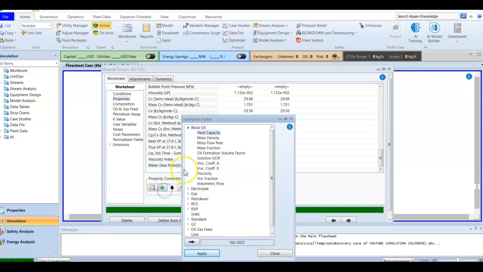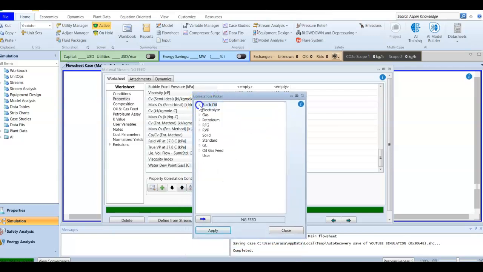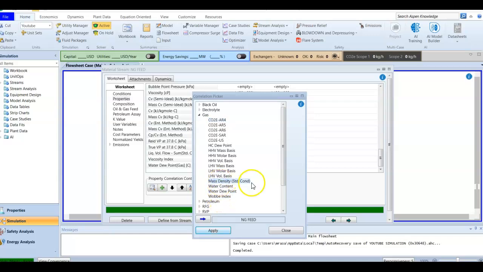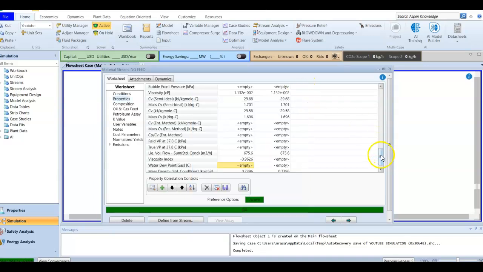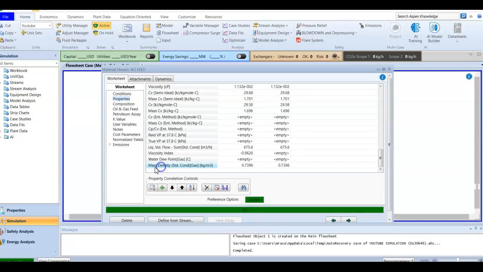So if I add another one, and here we are dealing with a gas, I go to the gas over here and look for the mass density at standard condition. A standard condition is 60 degrees Fahrenheit and 1 atmosphere. Okay, so we apply this one. I close here and go back. It will be displayed at the bottom. So the mass density at the standard conditions is 0.73 kilograms per cubic meter.